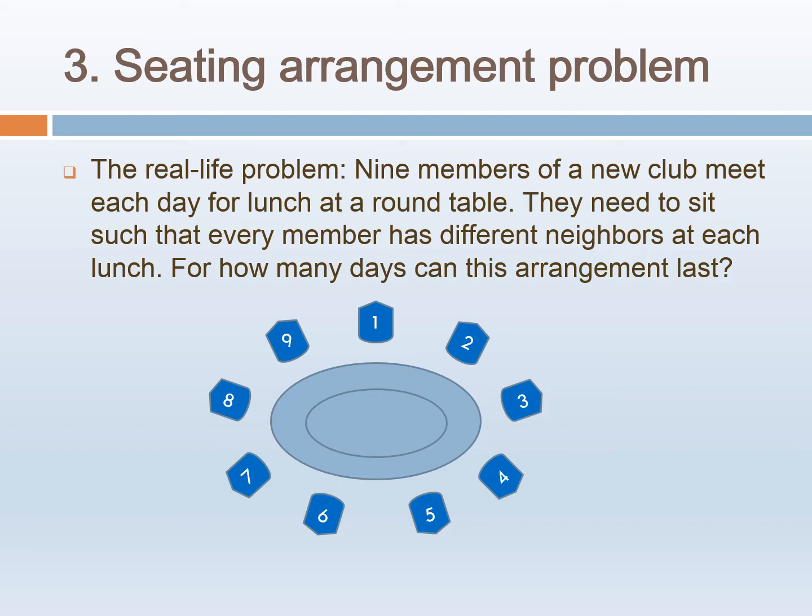Now, they need to sit such that every member has different neighbors at each lunch. For how many days can this arrangement last? That means all of them are new to the club. And obviously on the first day, everybody will be sitting next to a new member. So the first day, the arrangement is fine. Now, the second day also maybe everybody can get to sit with a new member. But we don't know for how many days this can last. We need to find out that.